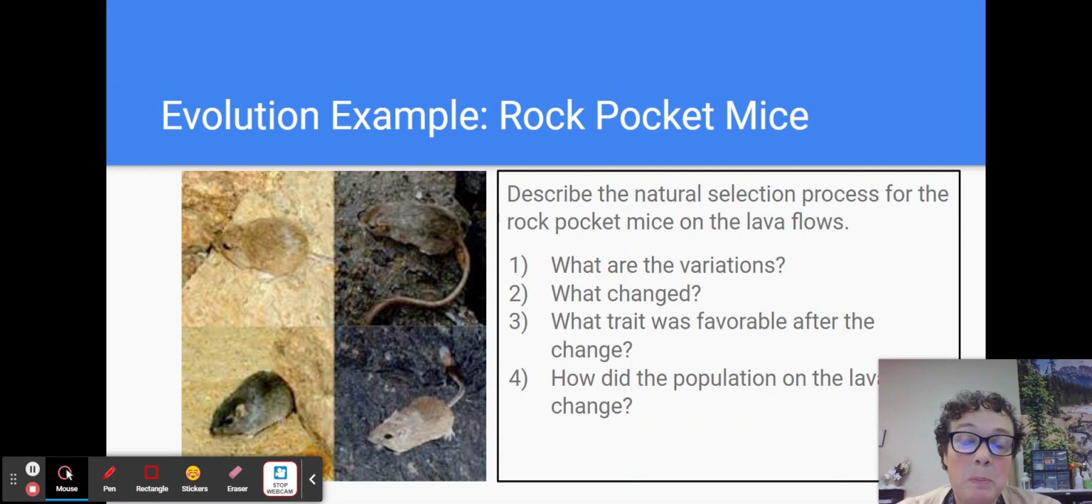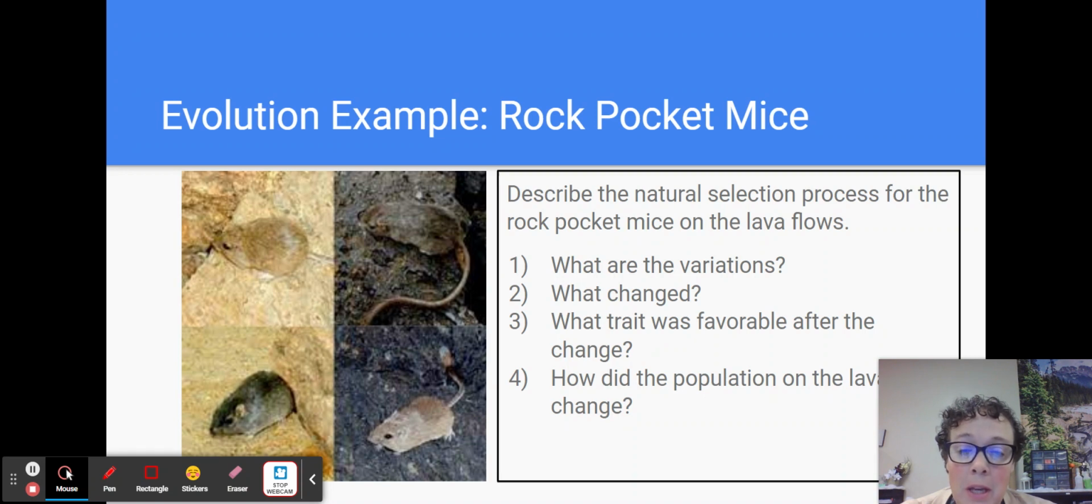Let's go into some specific practice to prepare us for Interim 1. On this slide, we're given an example of the rock pocket mice. Now, this is something we did earlier in the unit, so this is mostly review for us. There are 4 parts to identifying if natural selection has occurred or to be able to describe a natural selection process. So here we have our rock pocket mice.